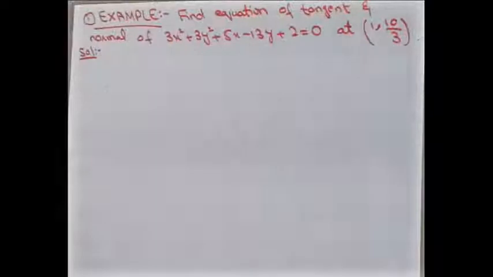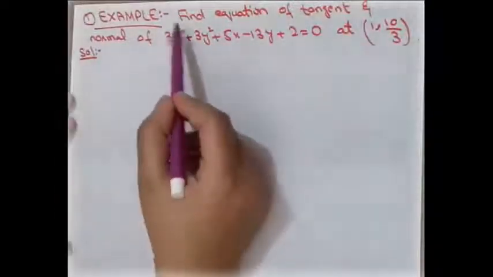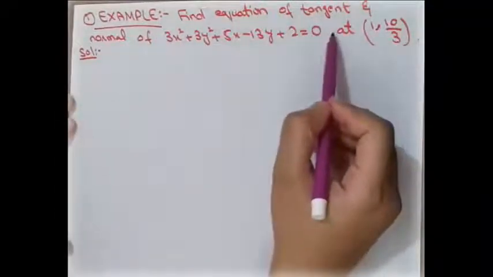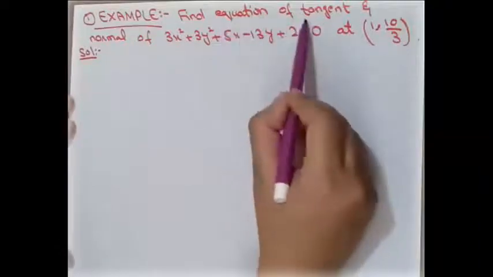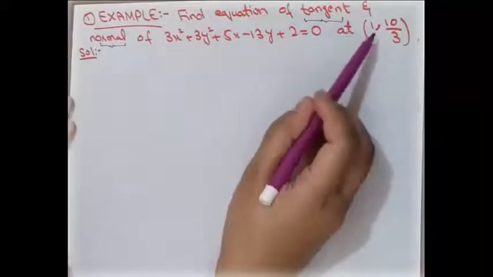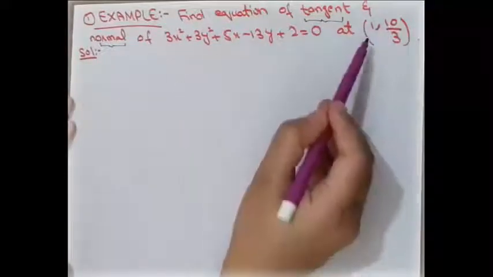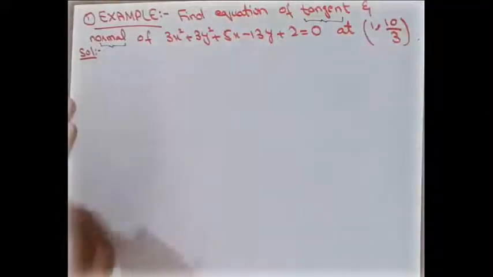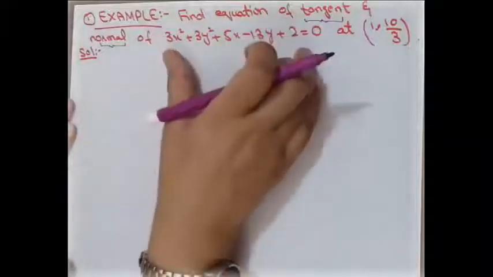So here is an example where the equation of a circle is given, and we have to find the equation of a tangent and normal at the point (1, 10/3). To follow these steps, first of all we have to find the slope. And how do we find the slope? Just take the derivative with respect to x of the given equation.